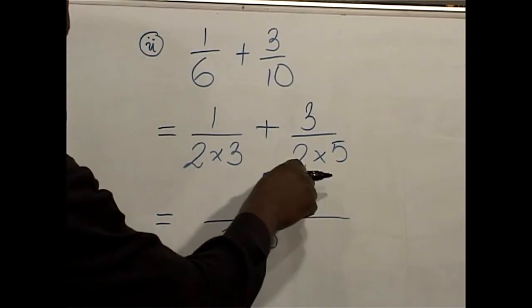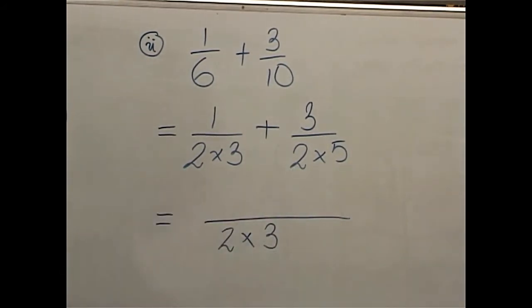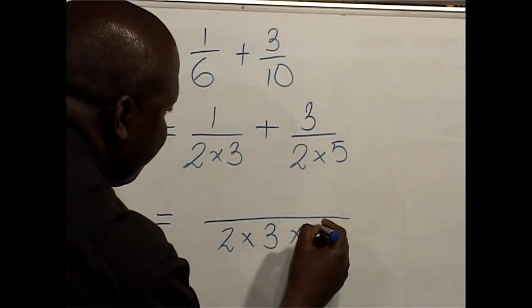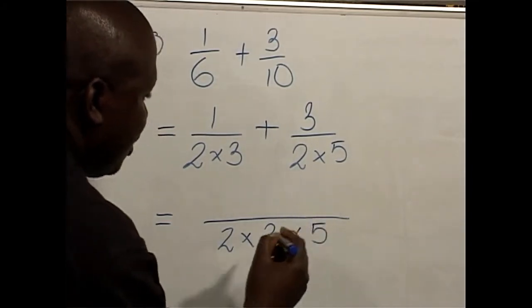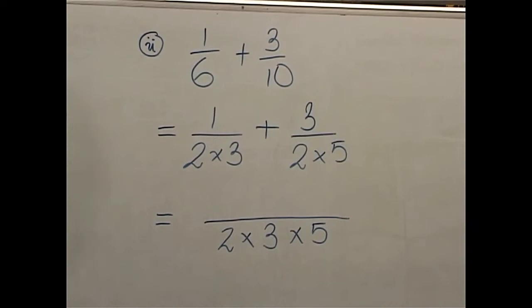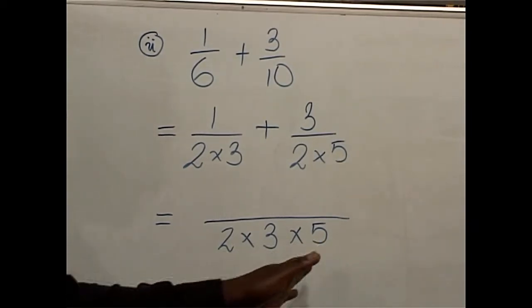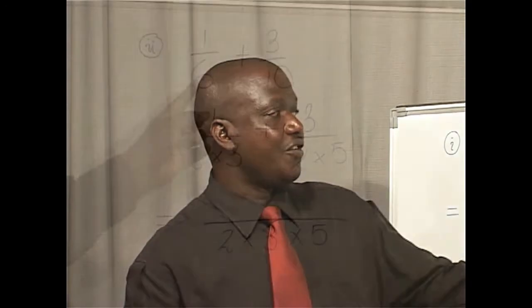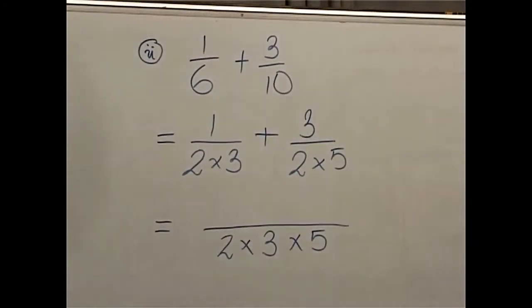In the second one, the 2 is going to be a repetition of the first one, meaning we are going to only include 5. So in this case, the lowest common denominator will be 2 multiplied by 3 multiplied by 5, which gives us 30 as the lowest common denominator for 6 and 10.